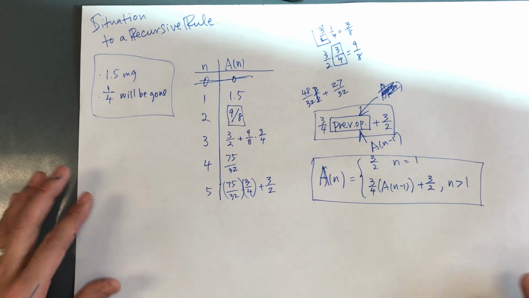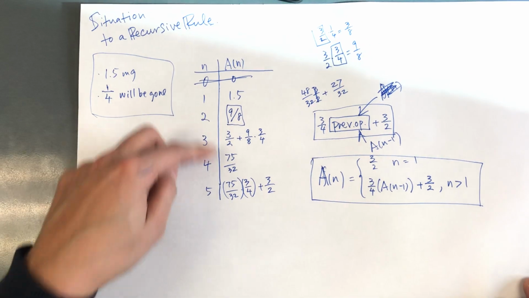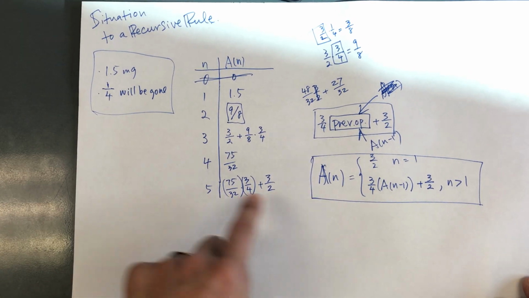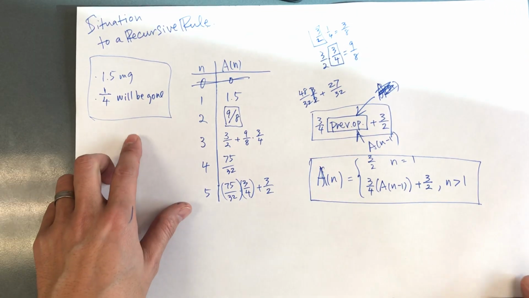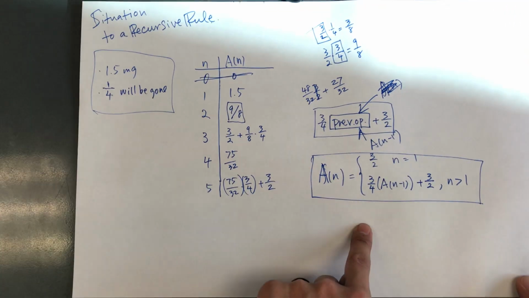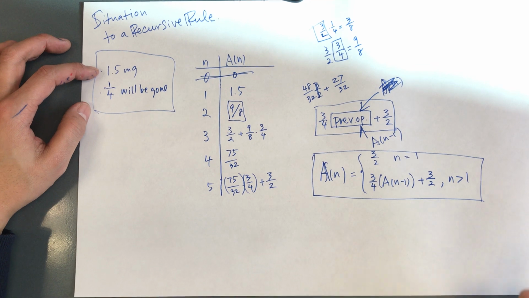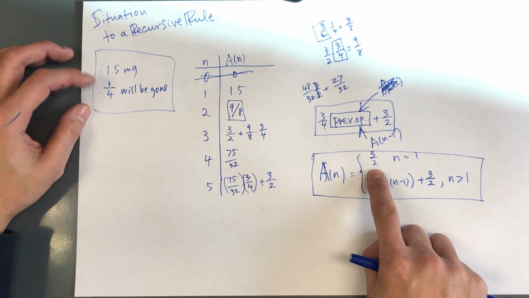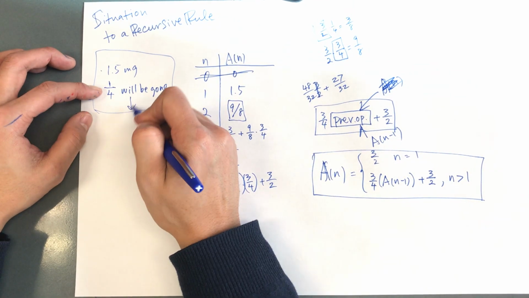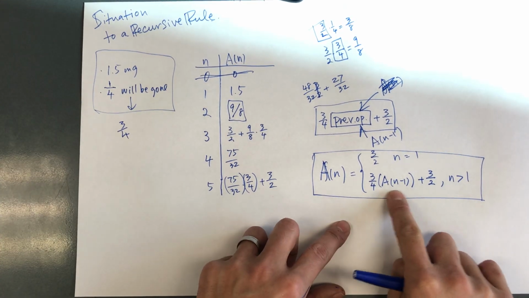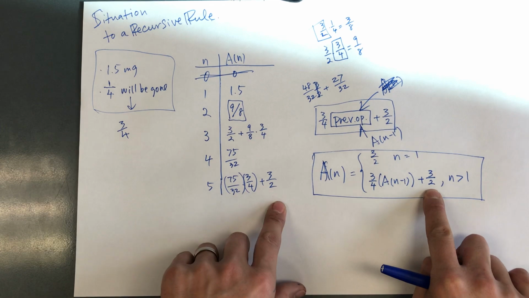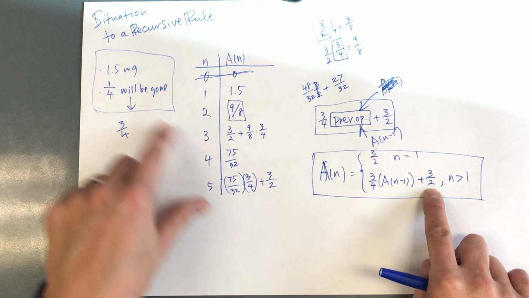So what I did was that I made a table first to see what's happening here, and then created the recursive rule. So once you get used to it, you can jump from here to here, right? Because you can see that at 1.5 milligrams, it's here, right? And 1/4 will be gone. That means that 3/4 will stay in her body, which says here, right? And then take another 1.5 milligrams after the first day.